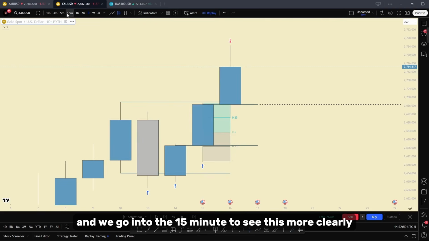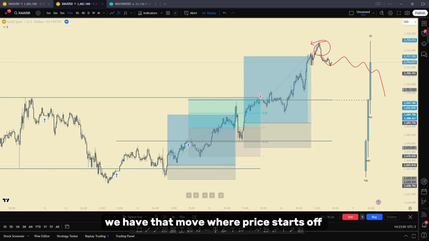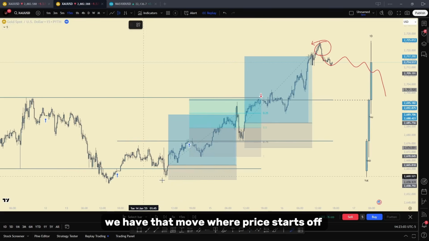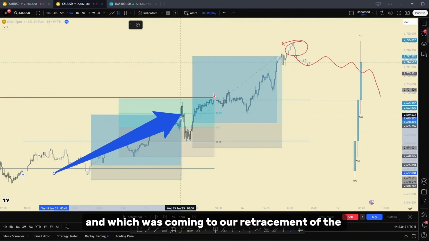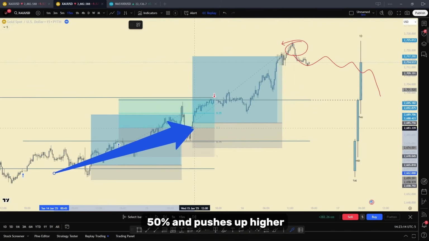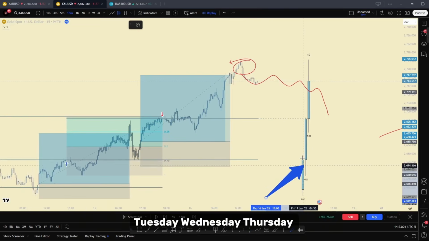And we go into the 50-minute to see this more clearly. And you can see our 50-minute shows this to us. We have that move where price starts off with the accumulation, manipulates, distributes higher. And where's price coming to? Our retracement of the 50%, push up higher. And here's our daily candles on this side right here, Tuesday, Wednesday, Thursday.